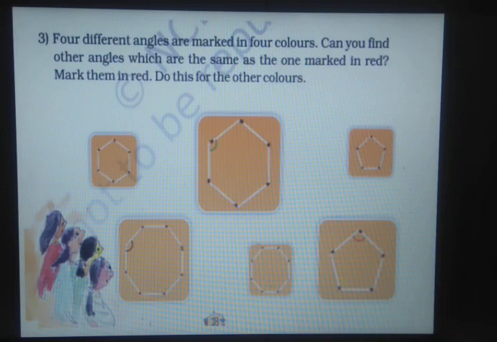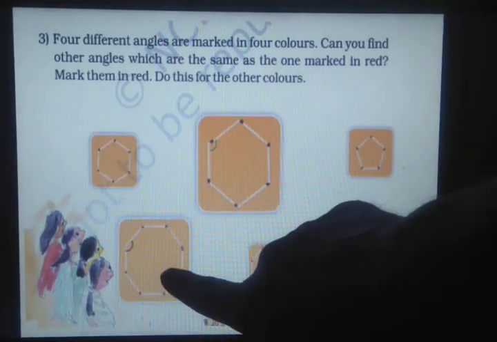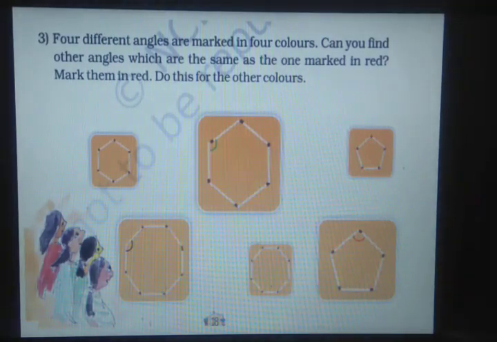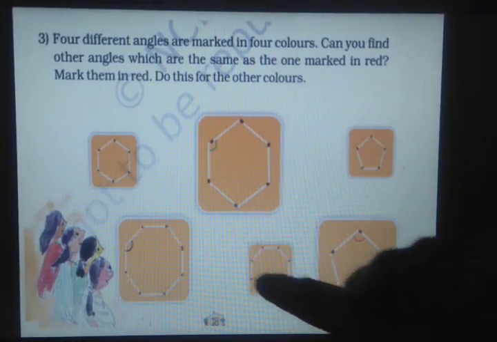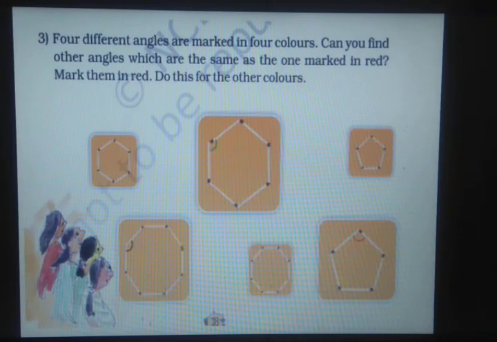Okay, now the next one is violet color. This is an octagon. So you have to find another octagon. You get an octagon here. So here this angle is, meaning this angle. So you have to find where that angle is in this. Here you can find opposite angles are also the same.